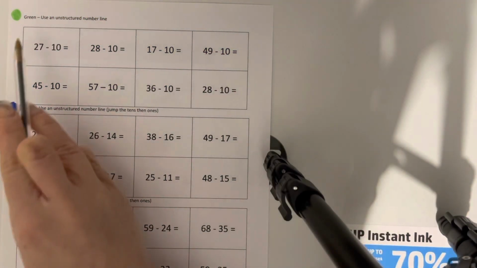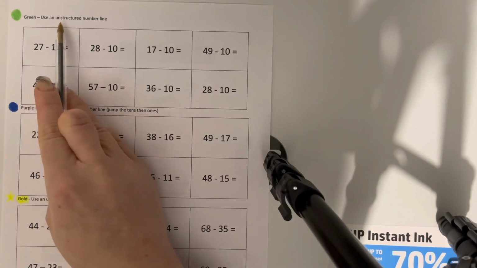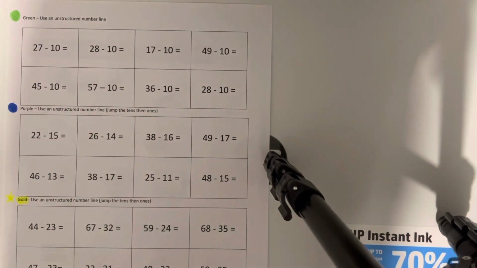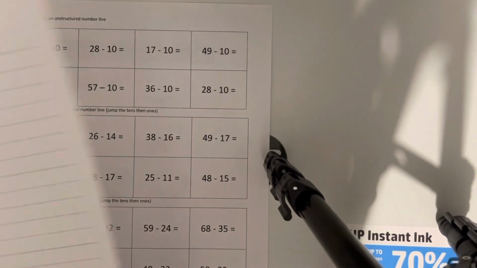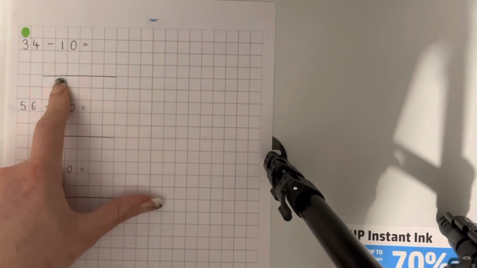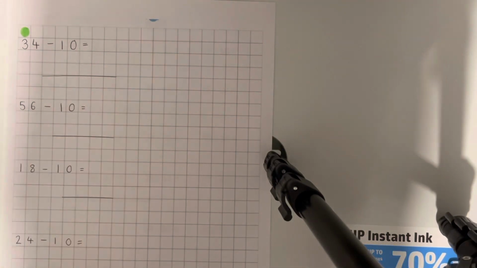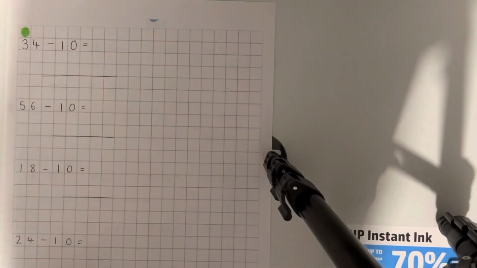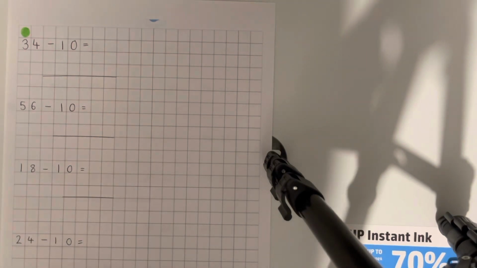Moving on to green, and it says use an unstructured number line. Now you're probably thinking, Miss Vaughan, you've never taught us what an unstructured number line is. So an unstructured number line is simply a blank line drawn on squared paper if you have it. If you don't have squared paper, we have popped a template of squared paper on the website, so just print one off if you've got access to that, and if you don't, just give us a shout. It works on blank paper, it's just easier on squared paper.